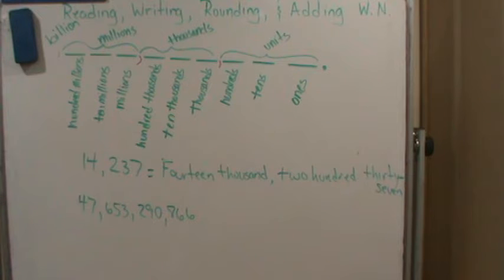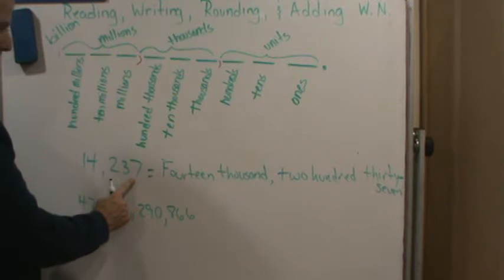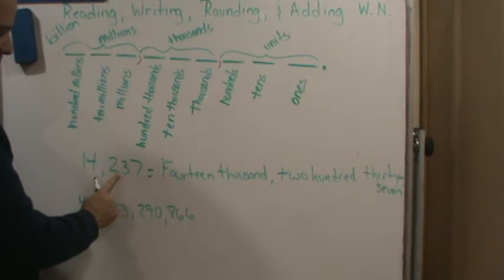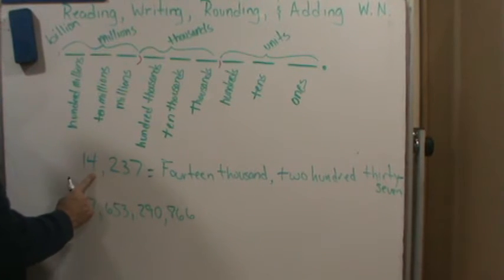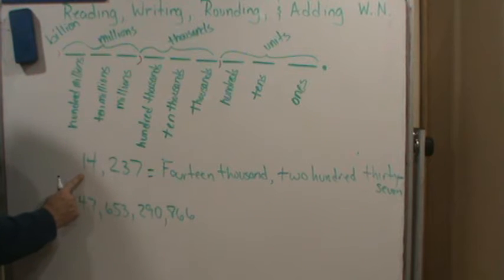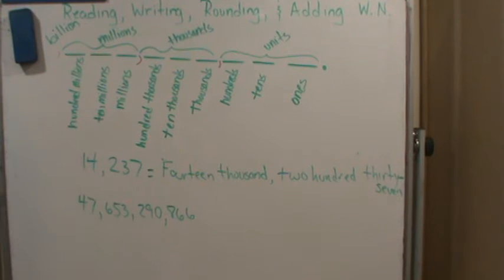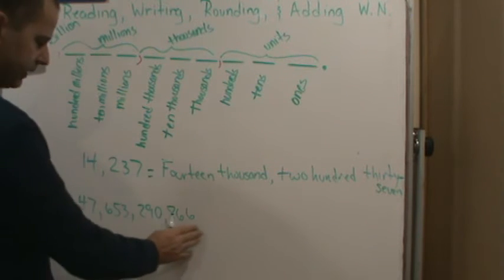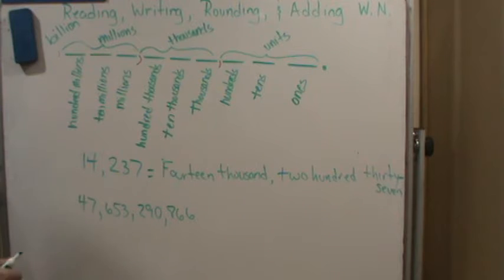Okay, and notice that again, the place value. The 7 is in the ones place, the 3 is in the tens place, the 2 is in the hundreds place, the 4 is in the thousands place, and the 1 is in the 10,000s place. Okay? Now, even if we get to really big numbers like this one, we would name it the same way.